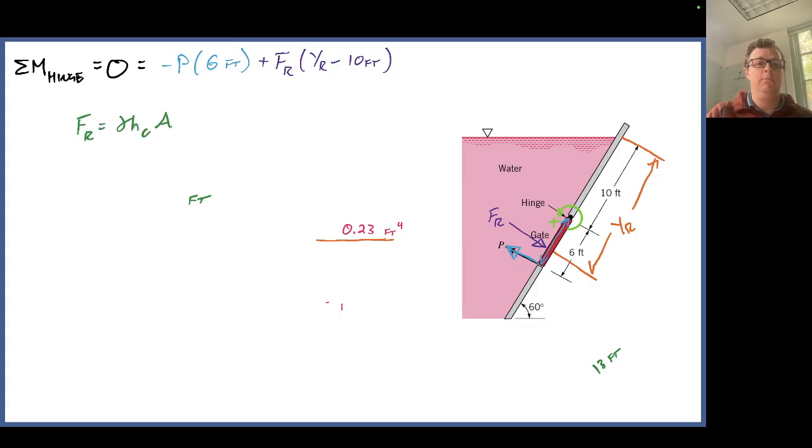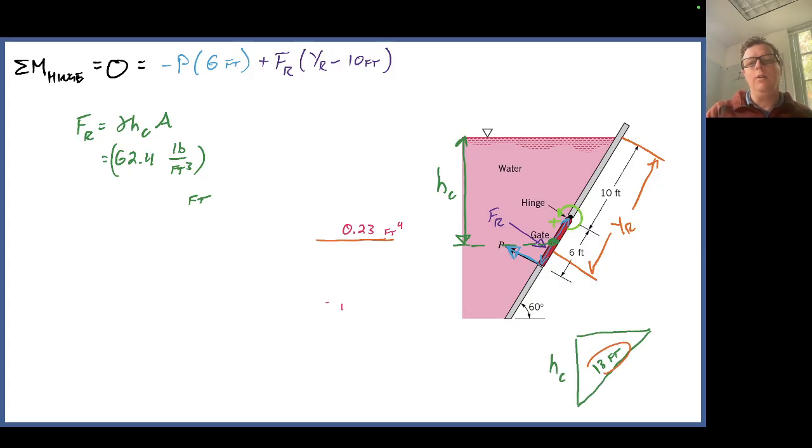Resultant force, specific weight of the fluid, times vertical depth to the centroid times cross-sectional area. You can see on the right-hand side I've labeled that vertical dimension HC. So that's measured vertically up and down to the centroid of the gate itself. And to find that, we can abstract from the problem this right triangle geometry, where the vertical leg is HC, the hypotenuse is 13 feet, that's the diagonal distance down to the centroid, and we've got that angle of 60 degrees given in the problem.